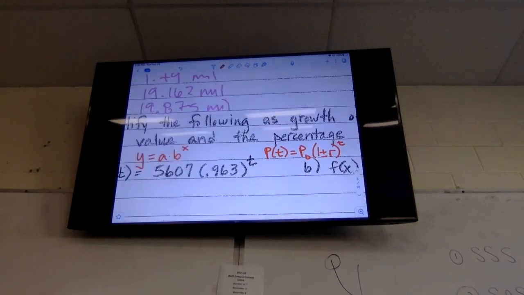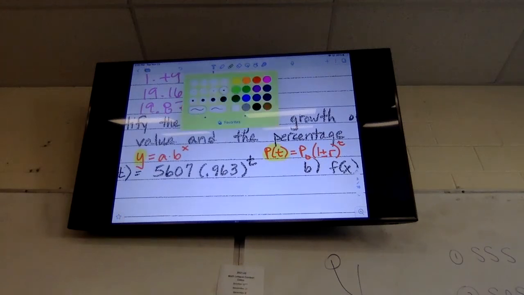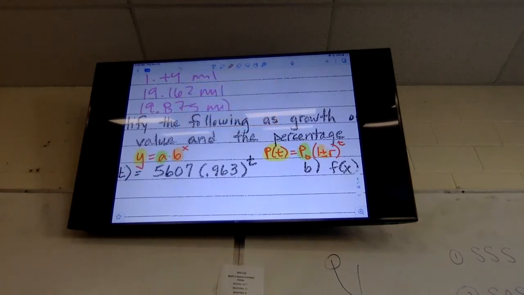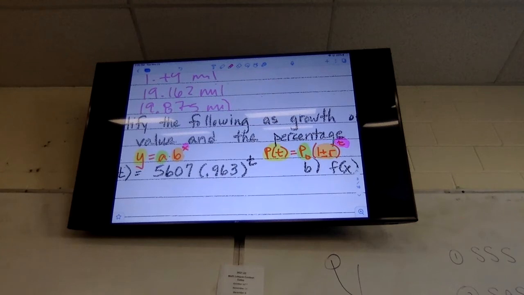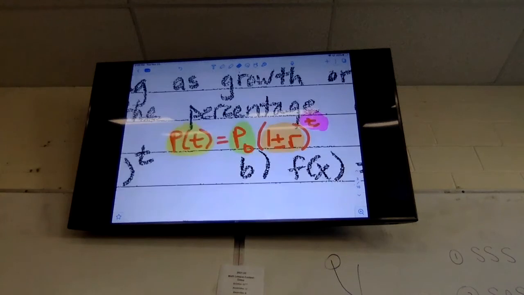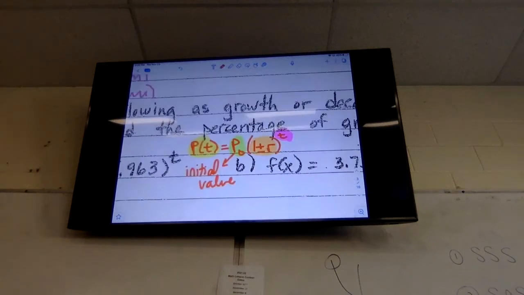So it has all the same parts as before. My y is the same thing as P of t. My a is the same thing as my P sub 0. My b is the same thing as my 1 plus or minus r. And then my t is the same thing as my x. It's all the same pieces. I just named them a little bit differently to make sense in this kind of word problem. P sub 0 is that initial amount. It's that initial volume. It's where we start. And r refers to my rate.